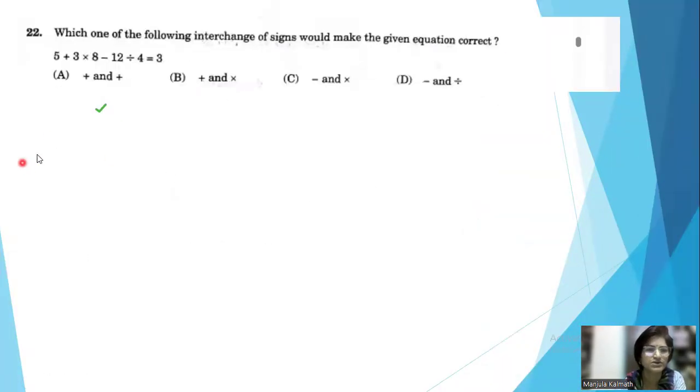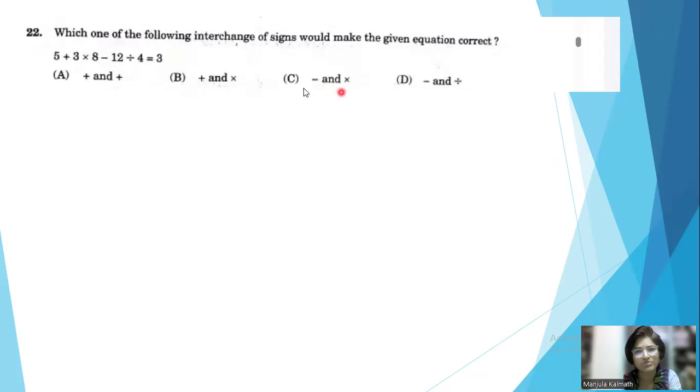So we just have to read this one. Here it is: which one of the following interchange of signs would make the given equation correct? It is also a very easy question. We just have to replace the signs. Here, plus and plus we are replacing means the equation comes as it is, no change at all. Then we have to go through the options for the solution. For the second option, wherever there is a plus, it has to be replaced with multiplication, and multiplication has to be replaced with plus, swapping between these two.